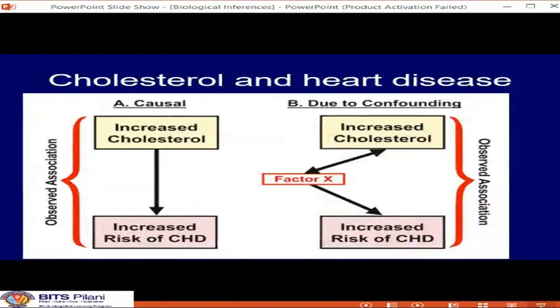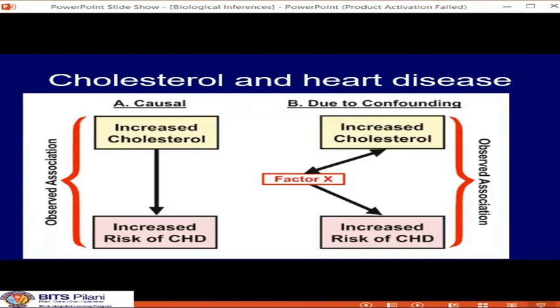Let's take another one. People are always worried about heart disease. CHD is coronary heart disease. We worry whether high cholesterol causes heart disease. The story could be told slightly differently in figure B. Factor X could be physical inactivity, couch potatoes. Maybe people who are couch potatoes, who sit and don't do much work, have high cholesterol because they are physically inactive. And maybe physical inactivity causes heart disease.